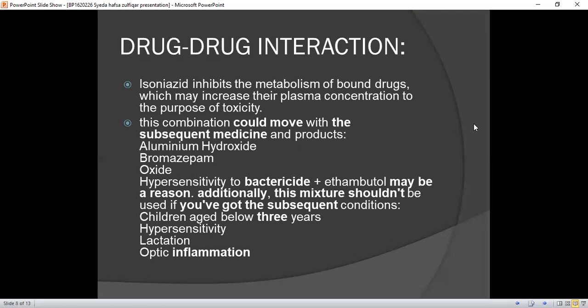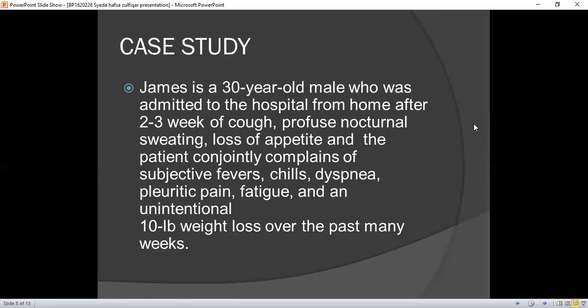Drug-drug interaction. Isoniazid inhibits the metabolism of the bound drugs, which may increase their plasma concentration to the point of toxicity. This combination could interact with the subsequent medicines and products like aluminum hydroxide, bromazepam oxide. Hypersensitivity to isoniazid and ethambutol may be a reason. Additionally, this mixture should not be used if you have the subsequent condition, like if the child is aged below 3 years, or you are suffering from hypersensitivity, lactation, optic inflammation.